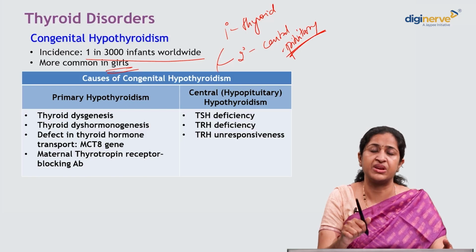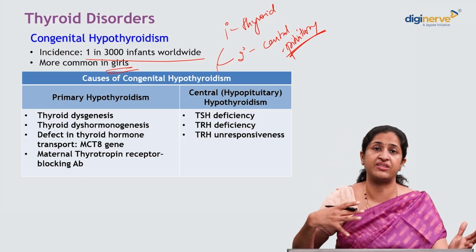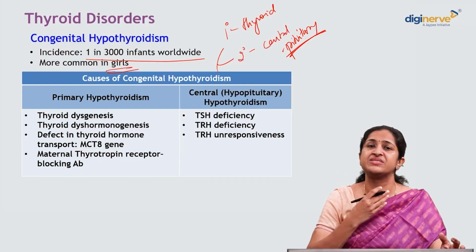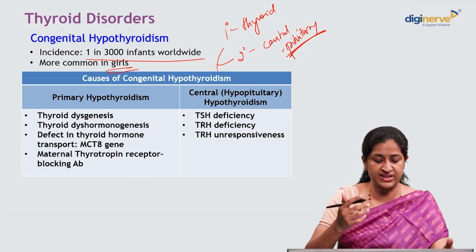This is what you must remember. Always we tend to get confused. We think primary is somewhere here, secondary is somewhere there. No. Primary is where the primary organ is. Secondary is where what stimulates that organ gets affected.